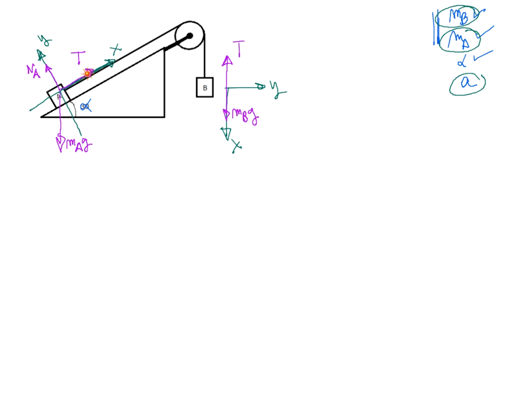T is aligned with X, no problem. NA is aligned with Y, no problem. But the weight is not. Therefore, for us to be able to express the weight in component notation and add them up as we apply Newton's second law, we need to figure out the direction of this weight.